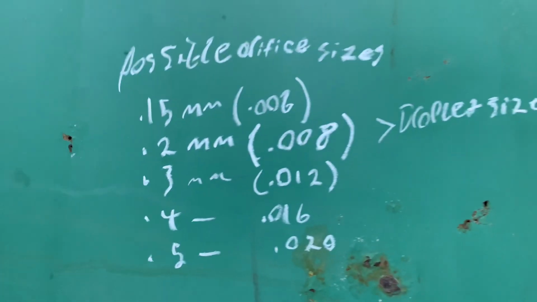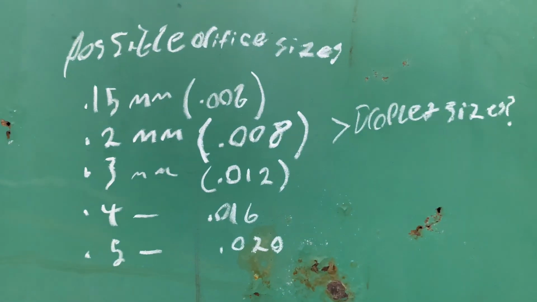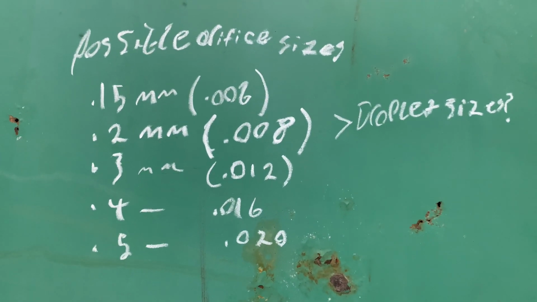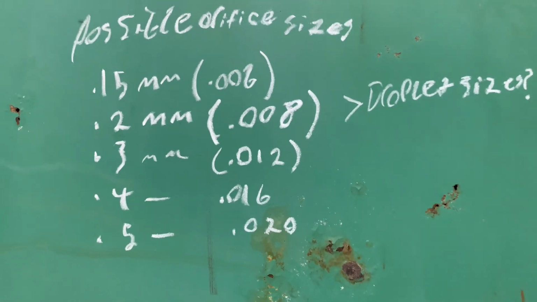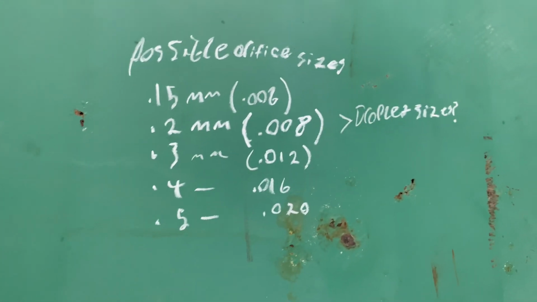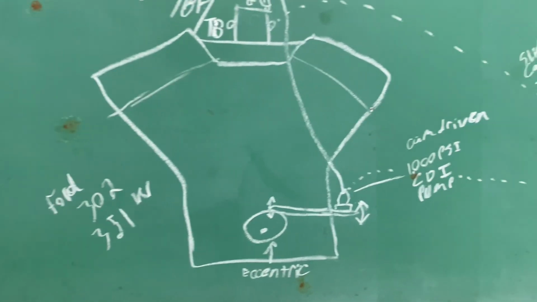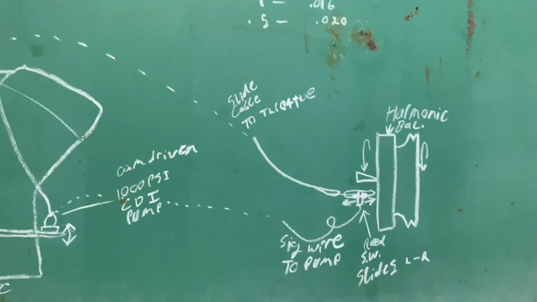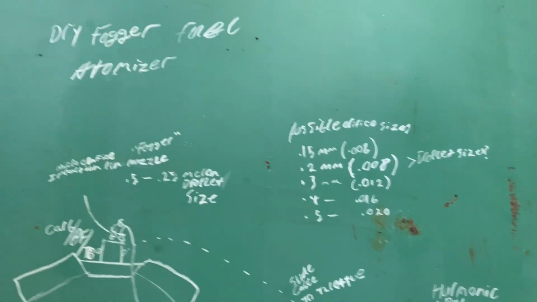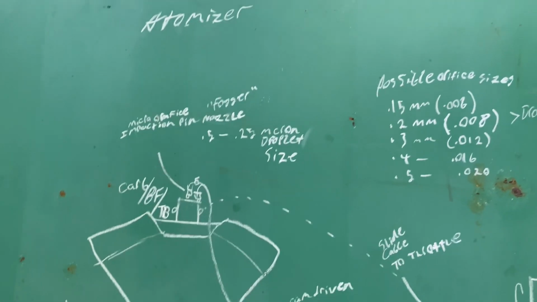Possible orifice sizes are here. I need to figure out what size droplets I can expect from these different orifice sizes. Those are in millimeters and thousandths of an inch. And I guess I'm probably leaving some things out, but this is the basic idea of it.